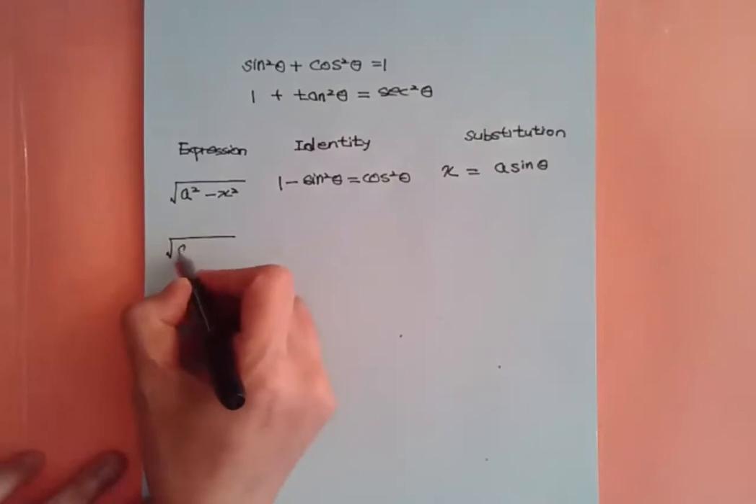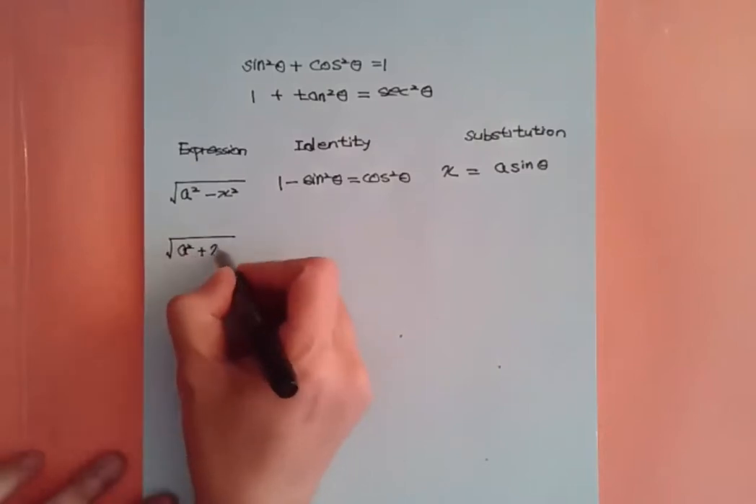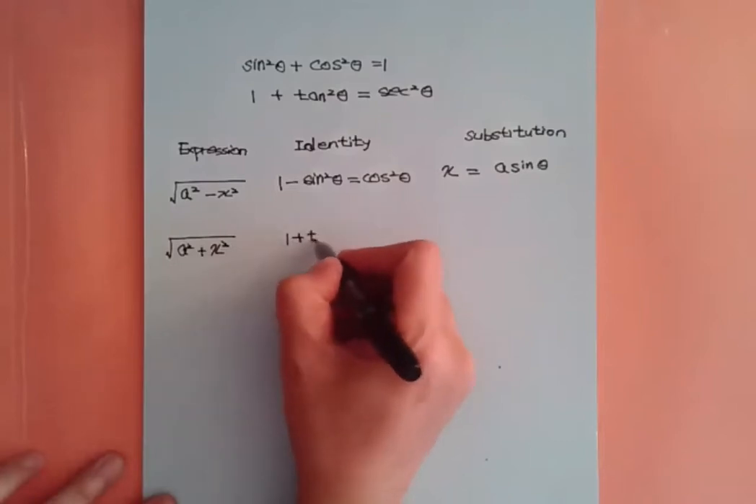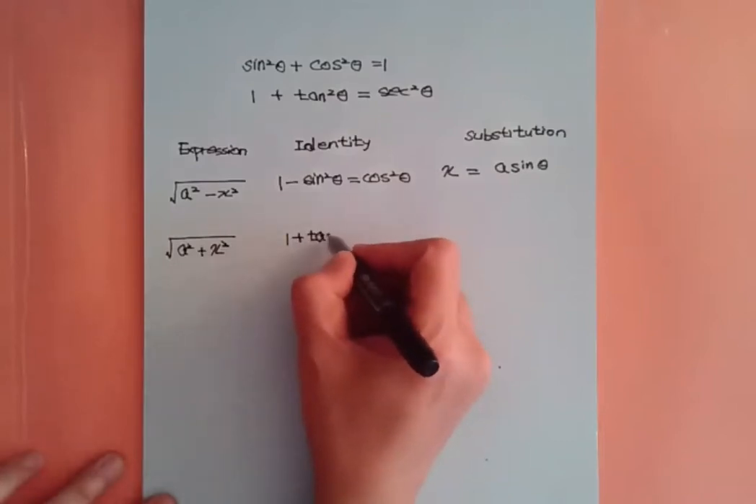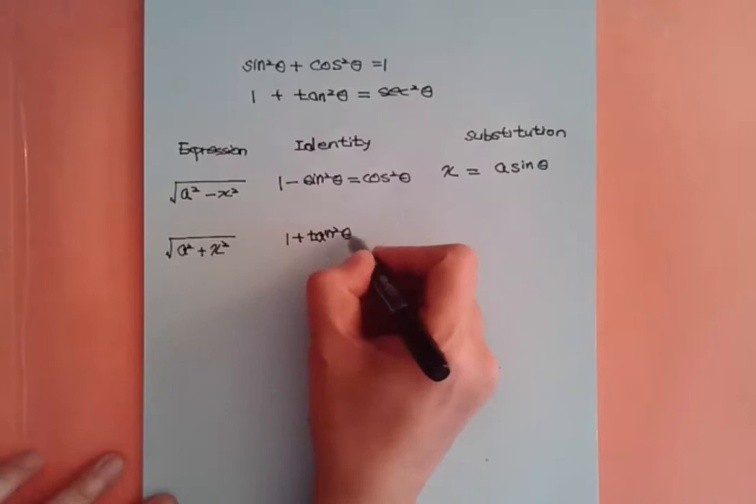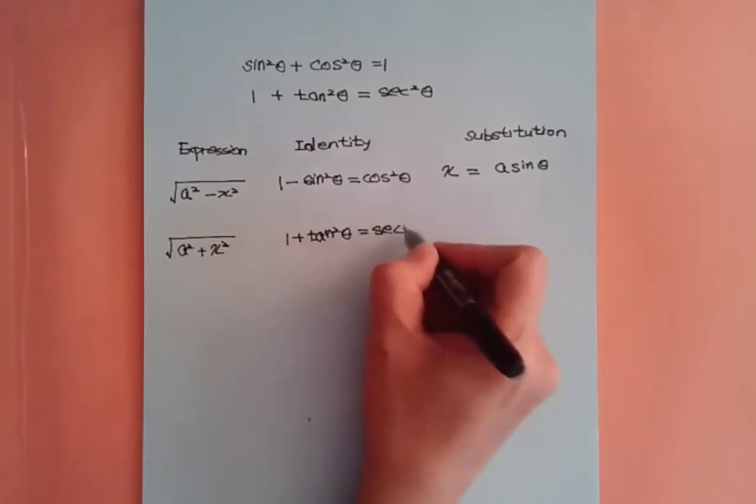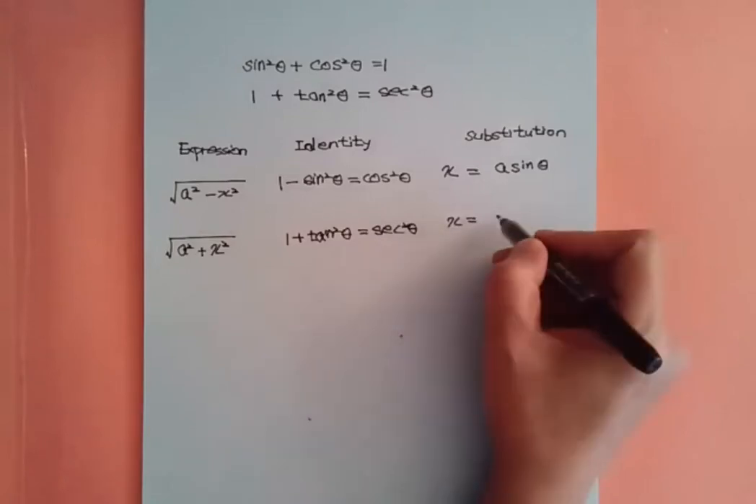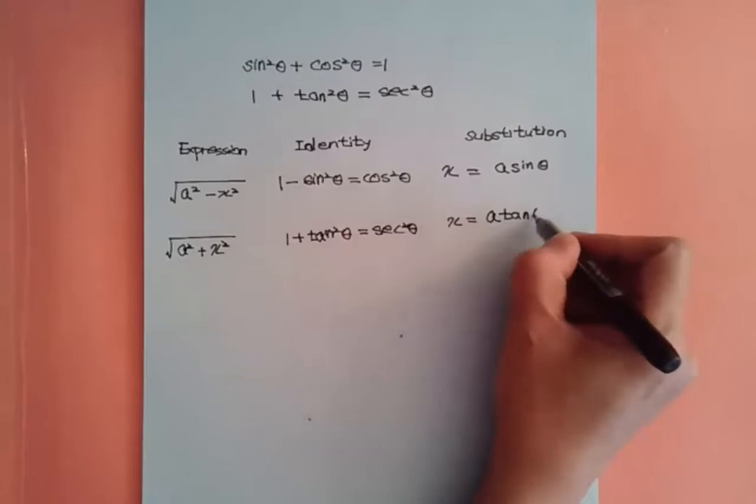And for square root of a squared plus x squared, we would think about the identity 1 plus tangent squared of theta equals secant squared of theta. In this case, the substitution will be made as x equals a tangent of theta.